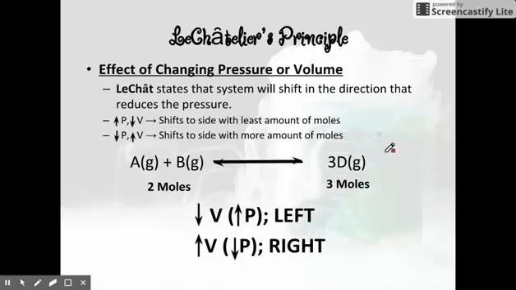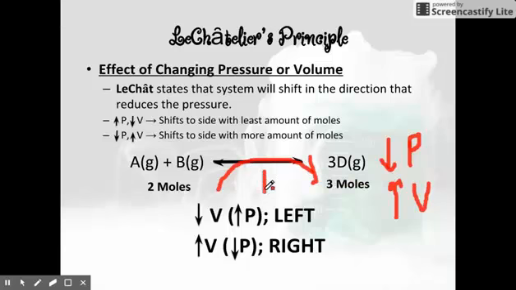What if we did the opposite? What if we decrease the pressure? So with our pressure being decreased, we can now go to a larger volume. We can expand more. So we would shift to the side that has more moles of gas. So that would be our right side.